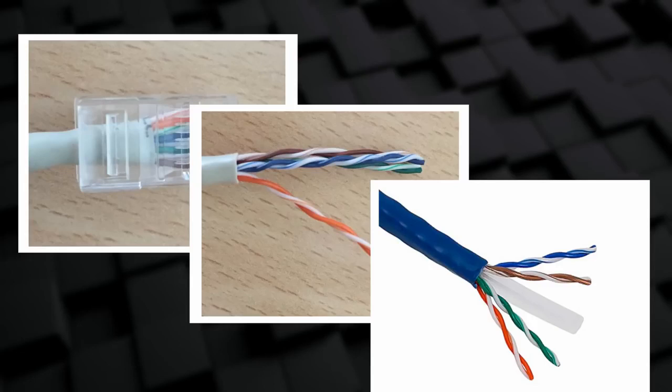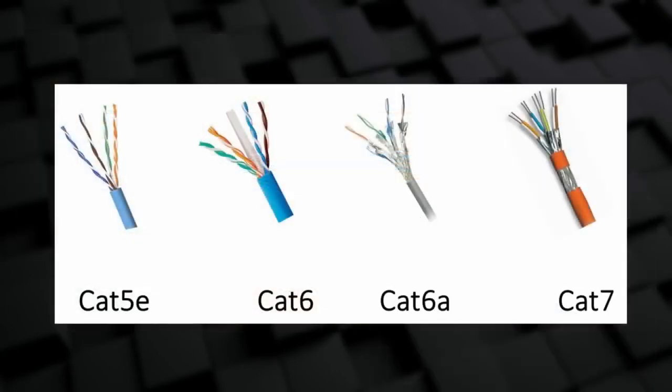Now, I said that you will probably have 4 pairs. There wasn't always 4 pairs though. Older Ethernet standards, such as 10BASE-T and 100BASE-T, only needed 2 pairs. But to achieve 1 gig and 10 gig speeds, all 4 pairs are needed. Not only are there different Ethernet standards, but the cable itself has different standards.